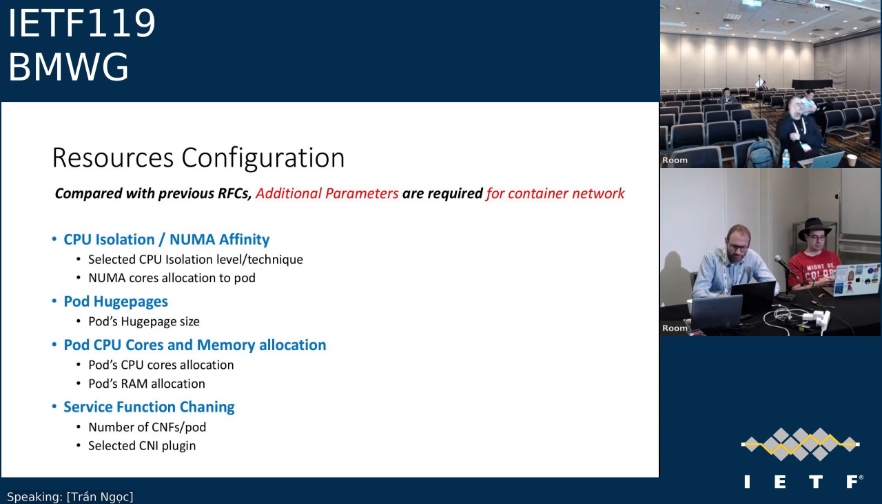The first one is CPU isolation and NUMA affinities. The corresponding parameters are the selected CPU isolation level technique and NUMA cores allocation to the pod. For the pod queue pairs, the parameter is the pod request size. For the pod CPU cores and memory allocation, the parameters are the pod CPU and RAM allocation. And for service function chaining, the parameters are the number of CNI ports and the selected CNI plugin.